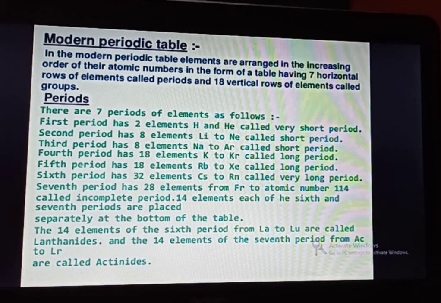The 14 elements of the 6th period, from lanthanum to lutetium, are called lanthanides, and the 14 elements of the 7th period, from actinium to lawrencium, are called actinides.